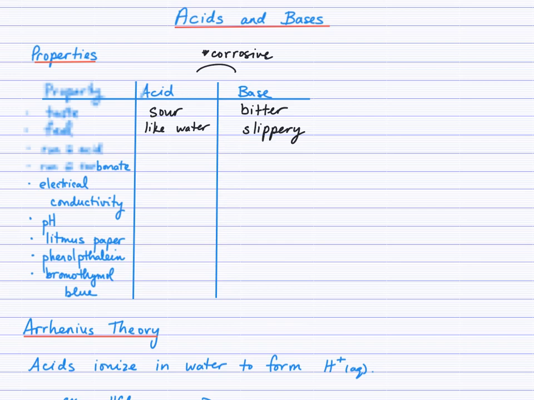Now, what about reaction with, I have reaction with acid here. That should be reaction with metals. So how do metals react with acids? Well, if you think back to single displacement reactions, magnesium and acid, for example, you'll recall that they do react, right, and produce hydrogen gas. That's an H2, by the way. Bases, on the other hand, there'll be no reaction with the metals.